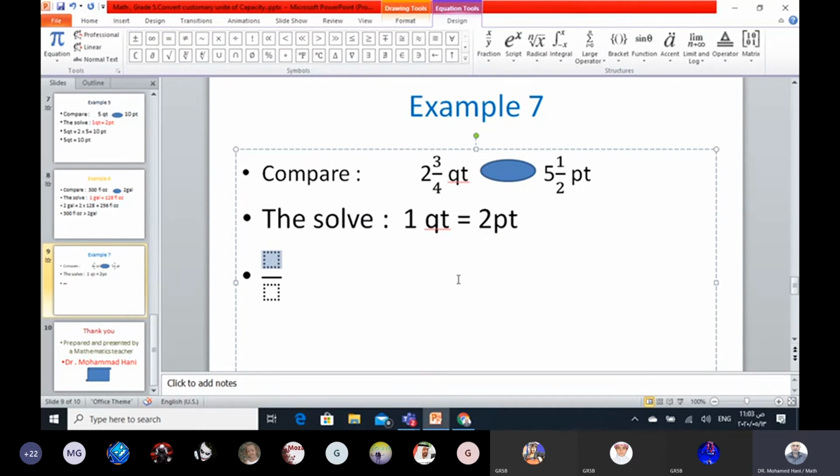I want all students to prepare your notebook or paper and try to solve it with me. Yet, what is the answer now? Greater than, less than, or equal? Greater than 5 PT. Okay, maybe. Thank you. Who has the different answer?